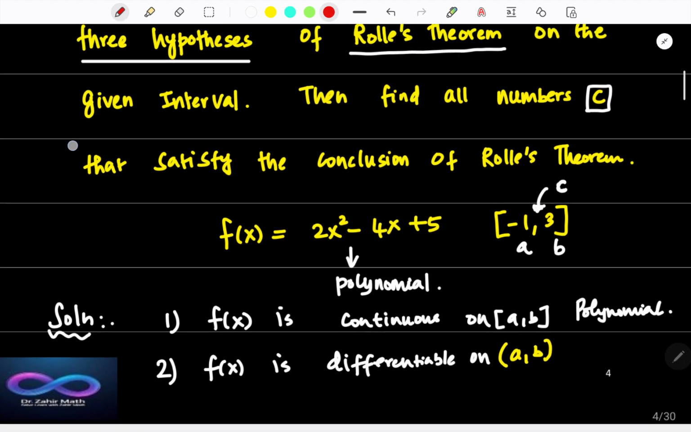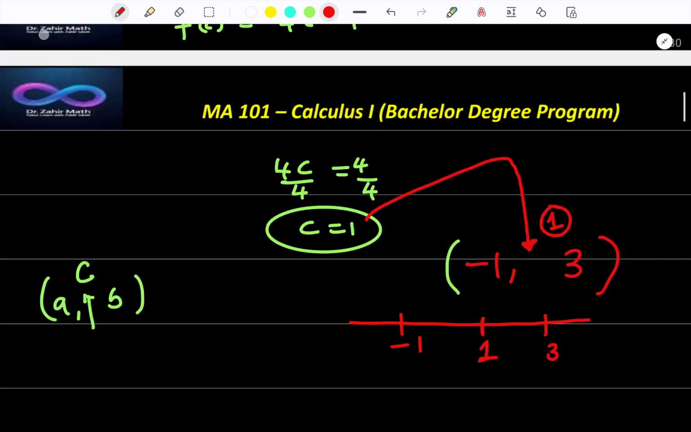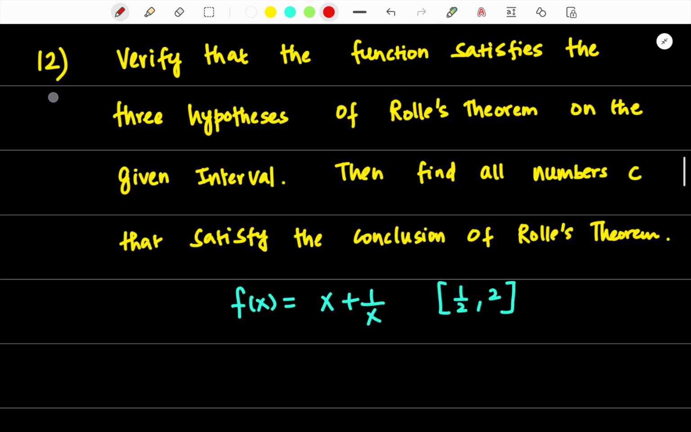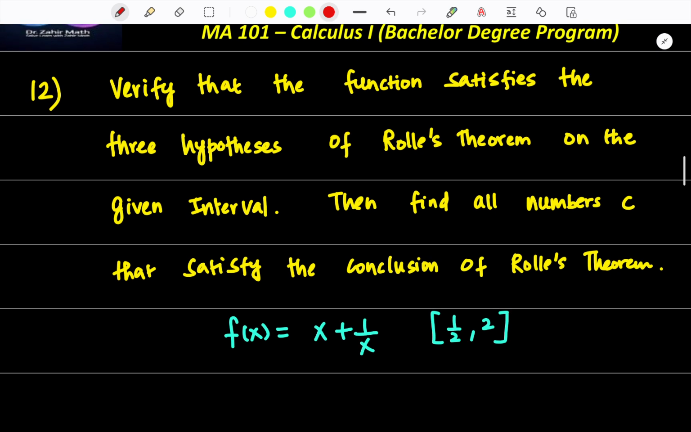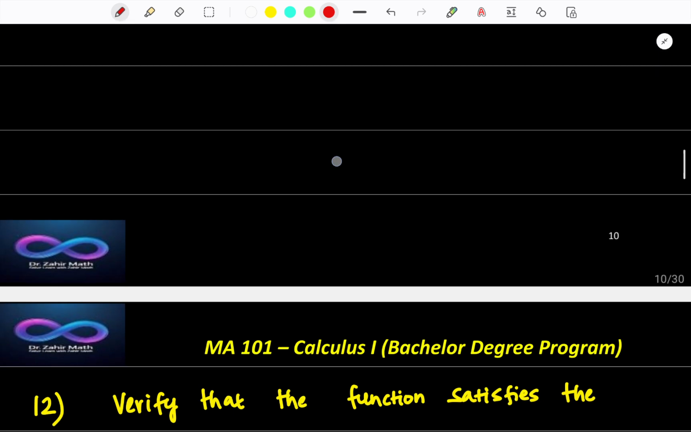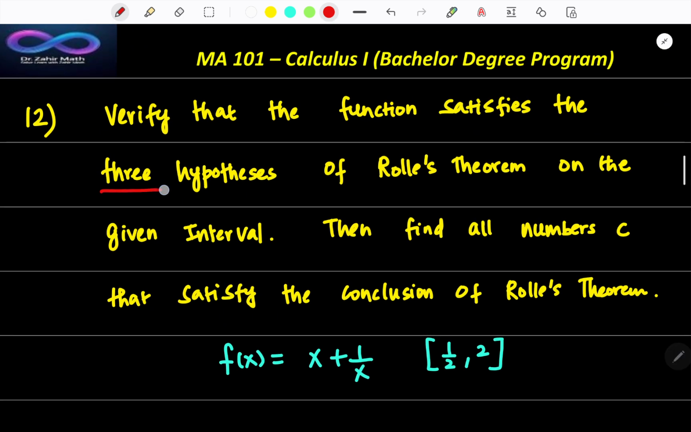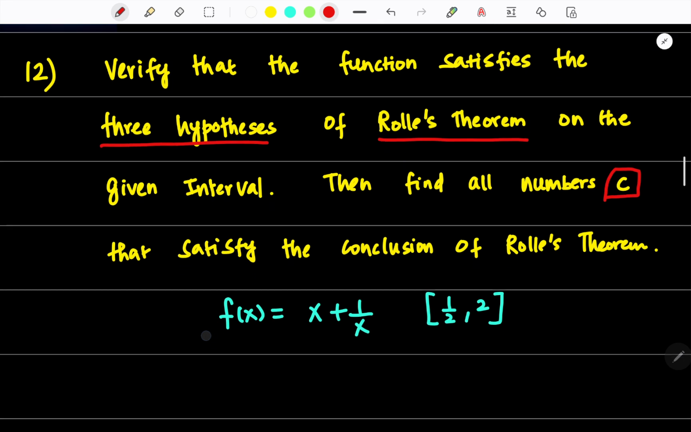So such an easy and nice question, Rolle's theorem. Okay, let's go to the next question. The next question is: verify that the function satisfies the three hypotheses of Rolle's theorem on the given interval. So you have to write c is equal to 1. I wrote it already. Then find the number c that satisfies the conclusion of Rolle's theorem, right?